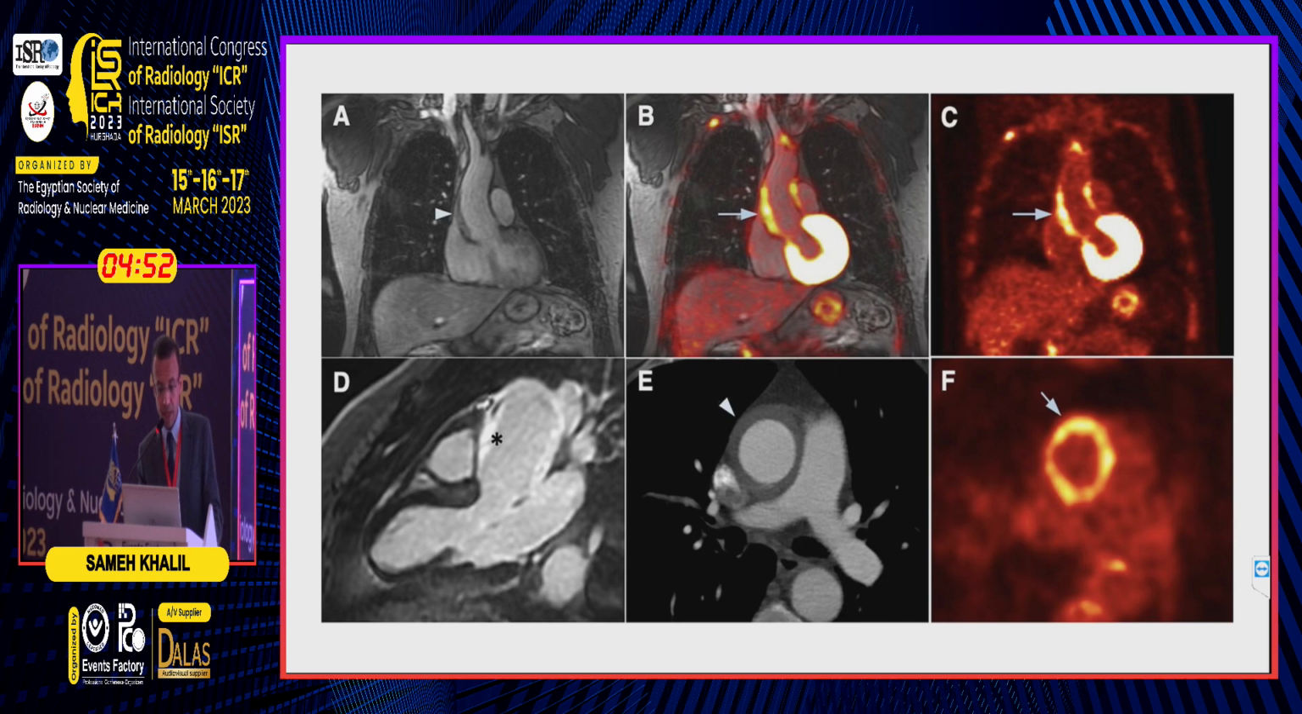In this case, we have a combination between the MRI images and CT images here. This is the CT image. We have aortic thickening and delayed enhancement in the aorta, while we have active inflammation on the PET images.